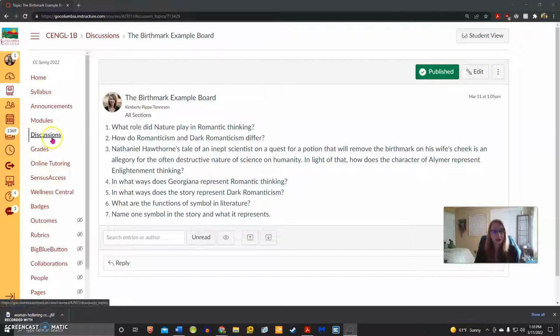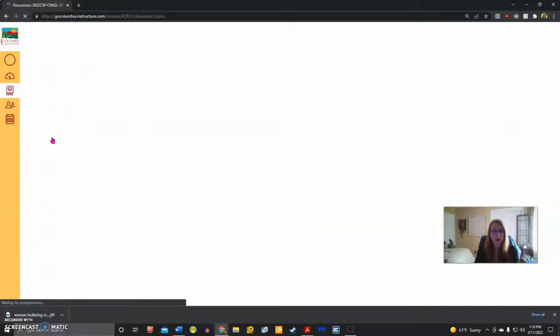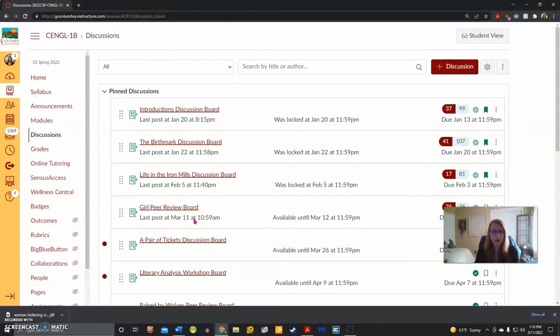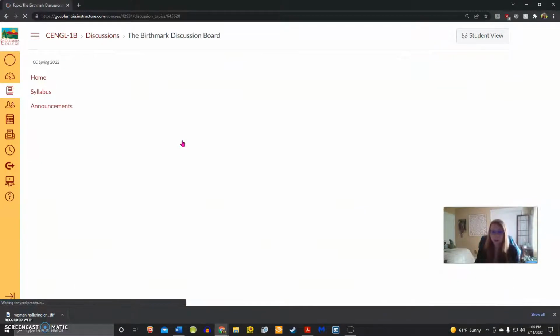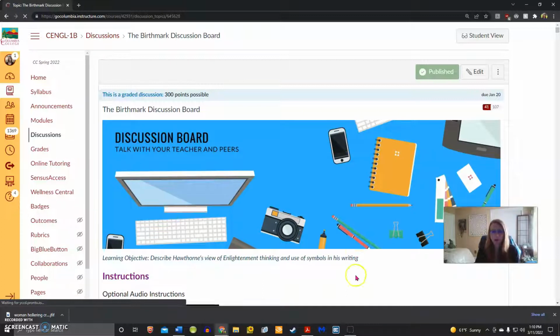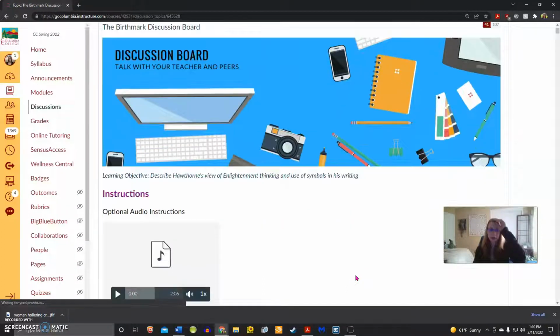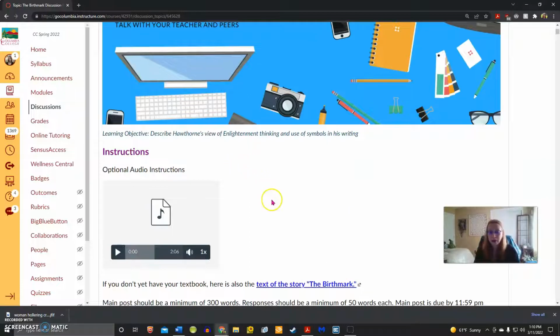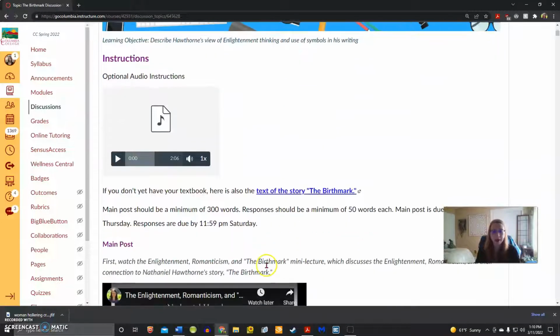So instead, let's look at the same discussion board with some instructions included. So in a lot of my classes, and I haven't created them for every single assignment yet, I do include not only written instructions but optional audio instructions in case the students want to listen to the instructions instead of read them, or if they can listen and read along at the same time.